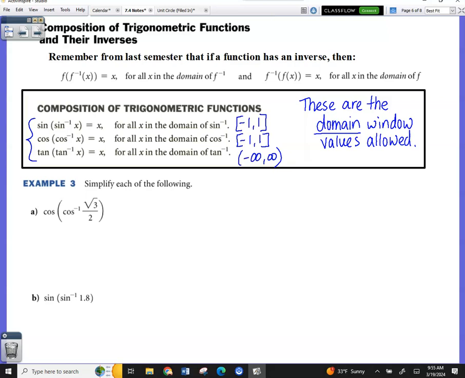Alright, so let's dive right into practice problems. Look at A. It says simplify each of the following. Whenever you're working these, let's take some notes. You don't have to take these notes every time. This is me trying to give you notes as you look back on your paper so you'll know where we came up with the answer.